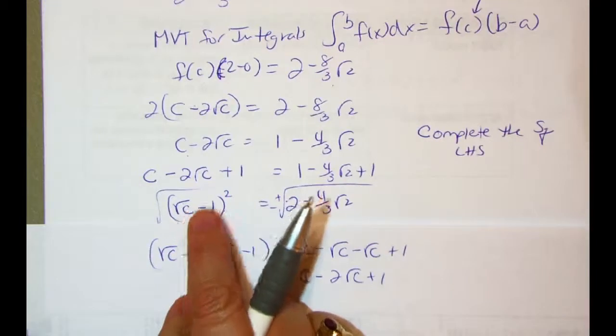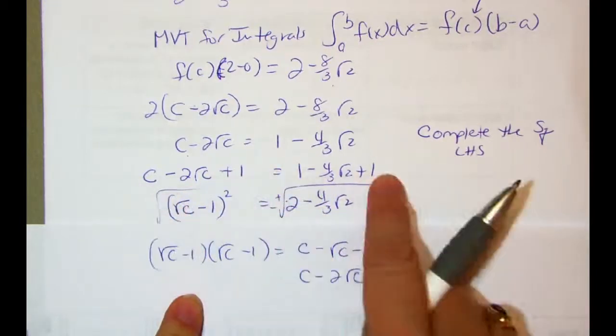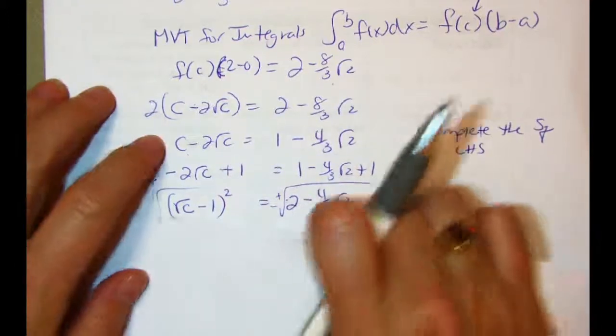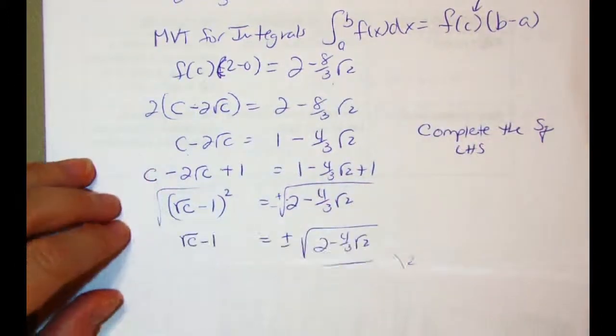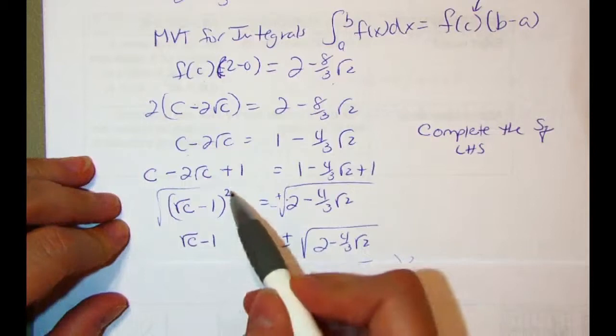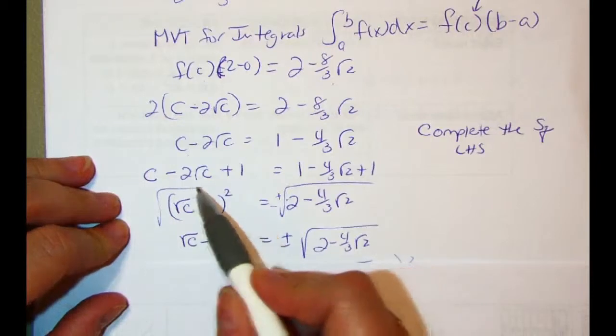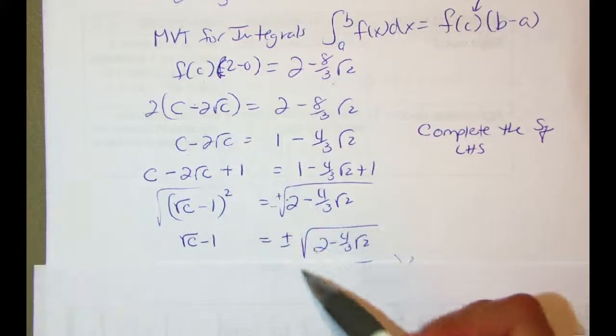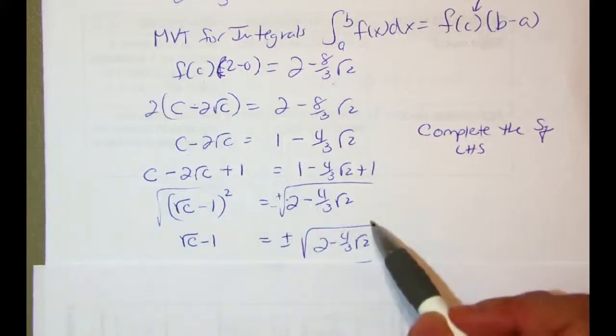Now to get to that c, the first thing I'm going to do is take the square root of both sides. When I take the square root of both sides, there's a plus minus. So this square will undo this square root, and this is still my plus minus the square root of all this. And yes, you can have a square root within a square root.